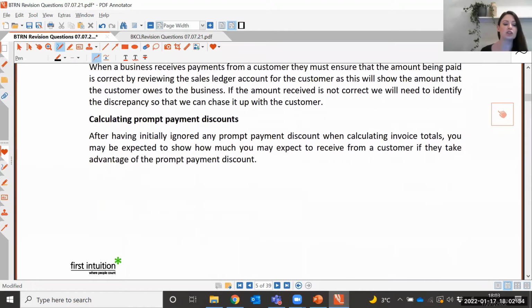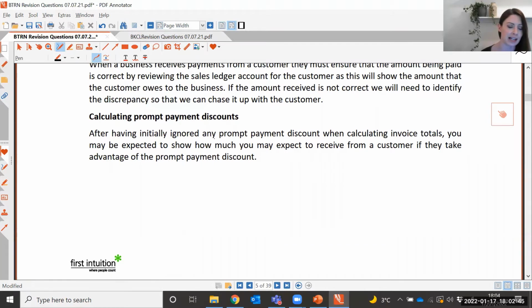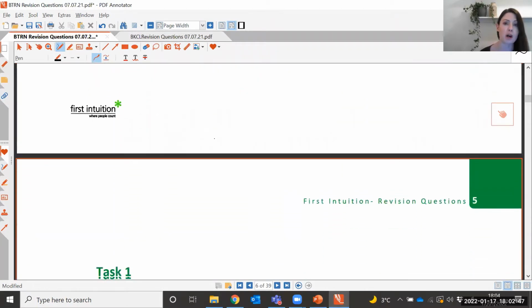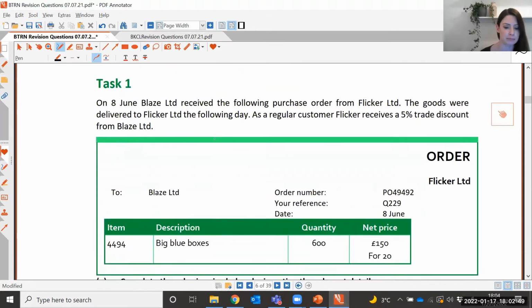Okay, and just to ensure that you double check your answers when you're calculating the prompt payment discount, just go back and double check your answer on this to make sure that you're calculating it correctly. And we've got a bit of a practice of this today.